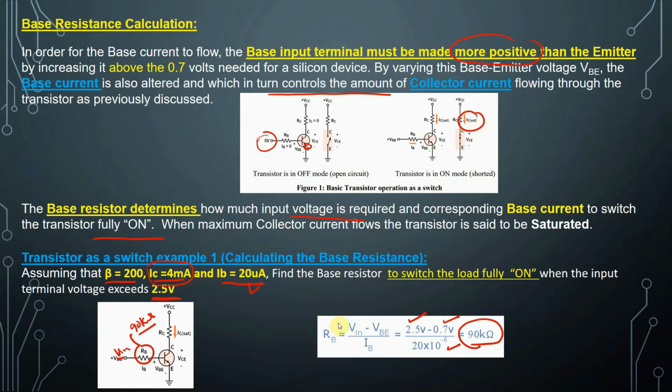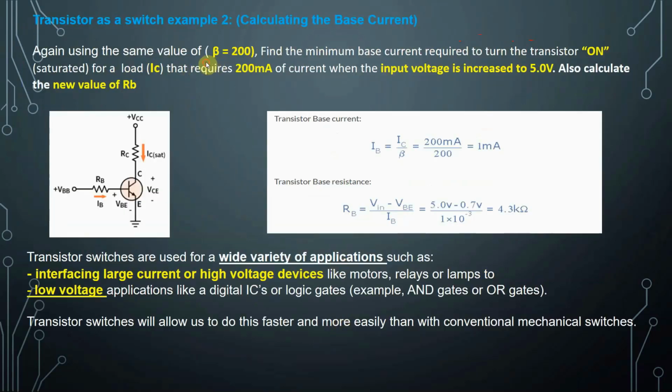Okay? Now, assuming again we have a beta of 200, find the minimum base current. In this case, we will calculate the base current required to turn on the transistor for an IC of 200 milliampere. Suppose this is the load requirement. The load requirement is 200 milliampere of current when the input voltage is 5, so we increase the voltage to 5 here, VIN equal to 5, and here we require 200 milliampere. So first of all, what will be the value of RB and what will be the value of IB?